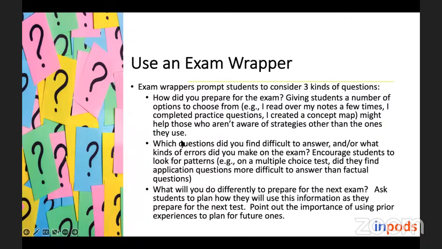Either before your exam or after your exam, these are the kinds of questions you can ask about the exam. What did you do differently? Which questions did you find difficult to answer? What kinds of errors did you make on the exam? Encourage students to look for patterns. That is, on a multiple choice test, did they find application questions more difficult to answer than factual questions? Then what will you do differently to prepare for the next exam? Ask the students to plan how they will use this information as they prepare for the next test. Point out the importance of using prior experience to plan future ones.